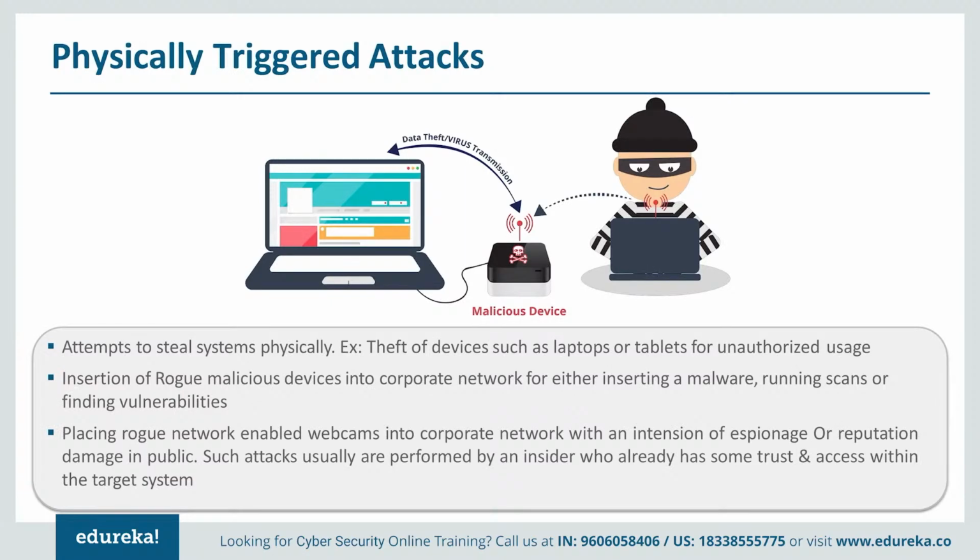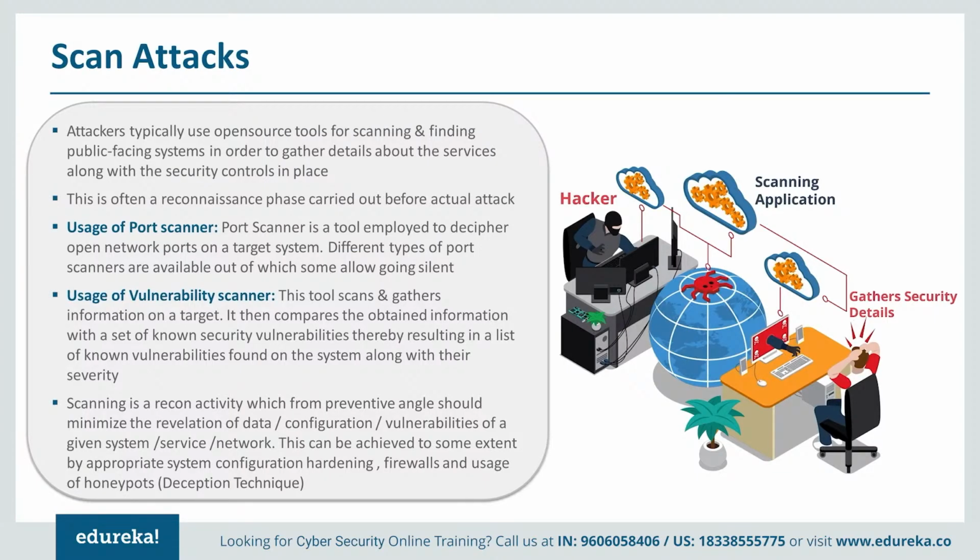Physically triggered attacks, some rogue devices. What happens when a person comes and connects a device to your local network? That can be any device, a router, switch, a computer, or even a network sniffing device, which got connected to your network physically, and it also becomes a part of your network.